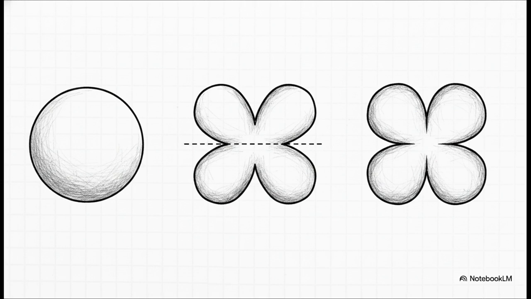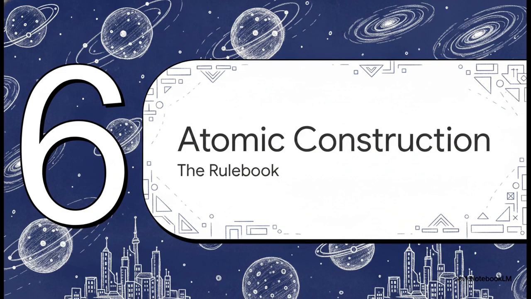But what is truly awe-inspiring here is the concept of a node. A node is a region or a plane within these shapes where the probability of finding an electron drops to absolutely zero. The electron exists on one side of the node and the other, but mathematically it is never in between. Wild, right?